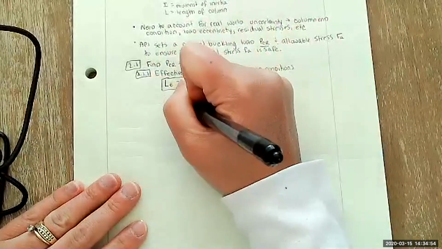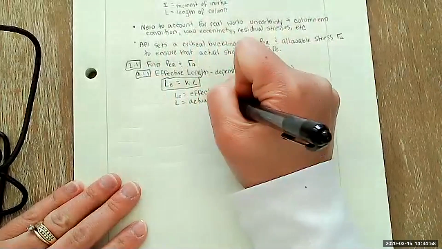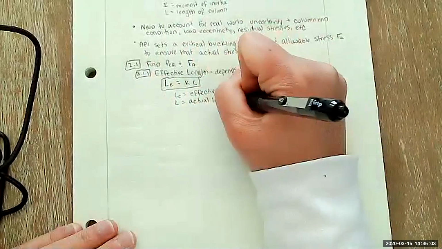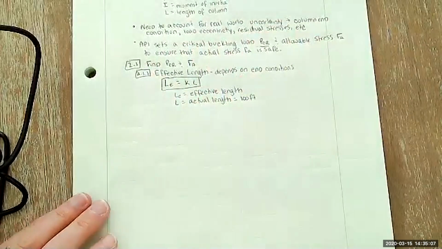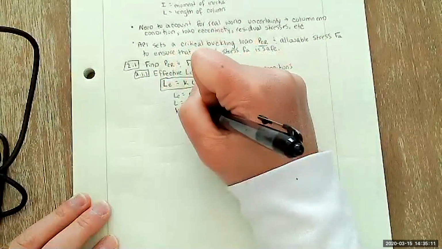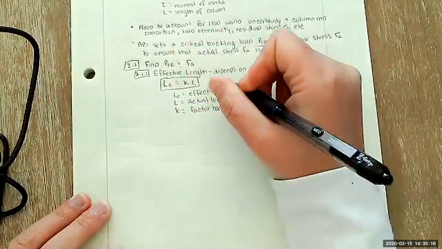L is our actual length. If you go back and look at your notes, your actual length for this problem is equal to 100 feet. That's the length of our column. And then K is a factor based on the end conditions.